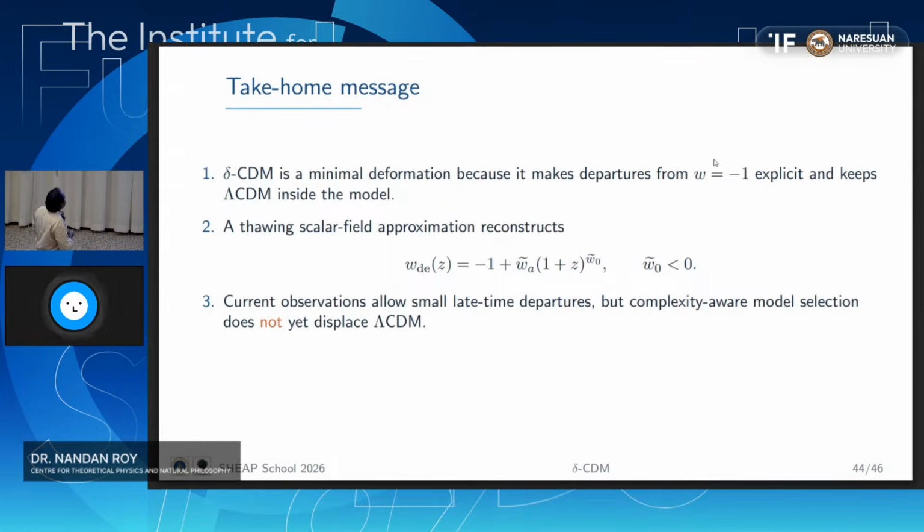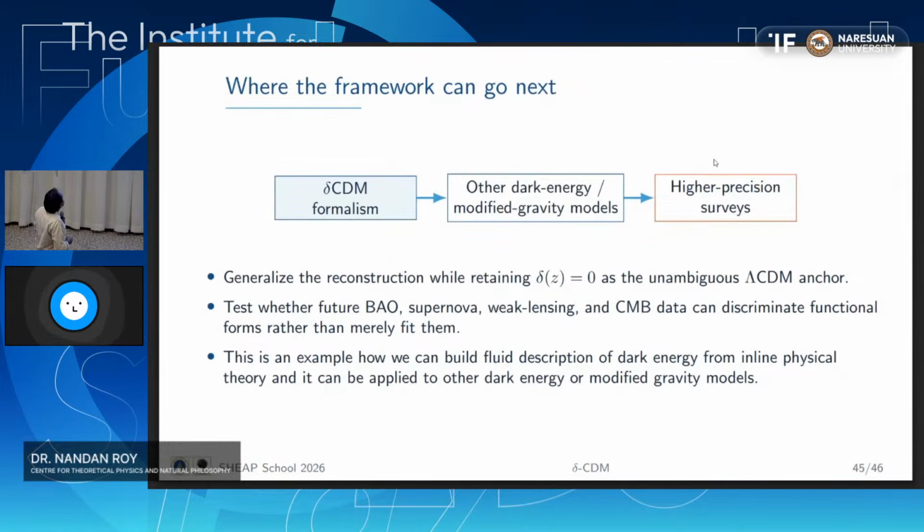And we didn't get a preference from the data, which means that these thawing models are not preferred by data, and probably we have a barrier crossing, a phantom barrier crossing. And this formalism can be applied to models which are more complex. So this was just our first approach, done for a simple model.